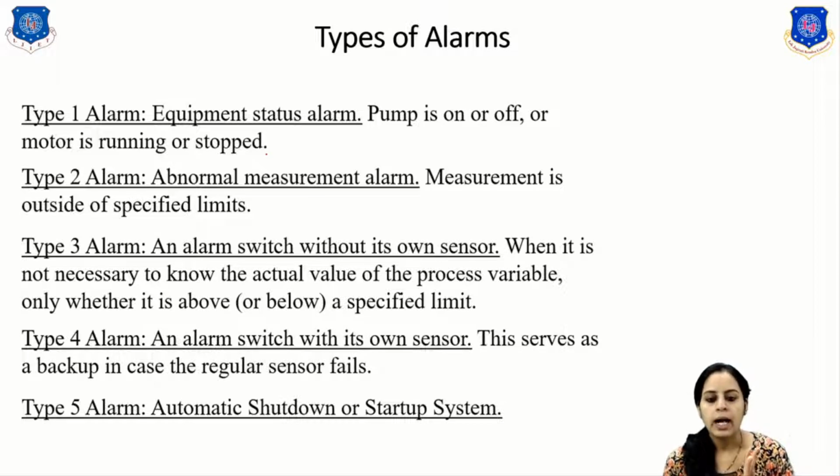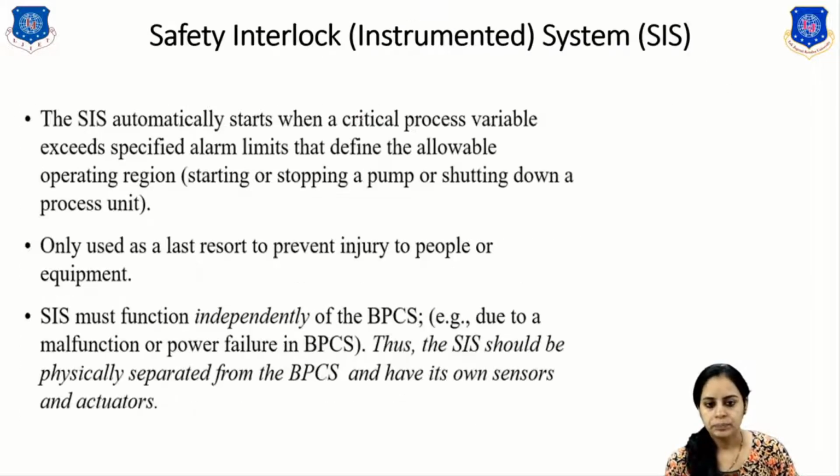Then type 3 alarm is called an alarm switch without its own sensor, used when it is not necessary to know the actual value of the process variable, only whether it is above or below the specified limit. Type 4 alarm is an alarm switch with its own sensor, which serves as a backup in case the regular sensor fails. And type 5 alarm is an automatic shutdown or startup system. So these are the various types of alarm.